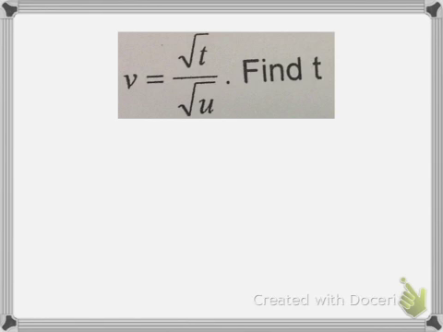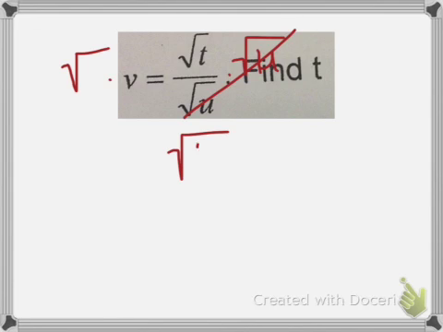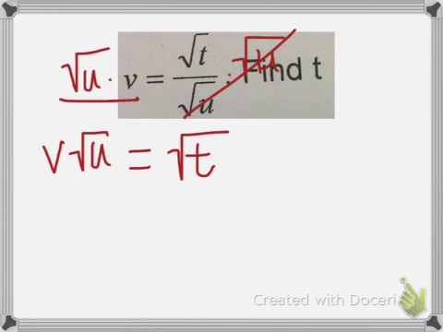Let's jump right in and actually solve for t now. In order to get the t isolated, I'd first multiply both sides by what's in the denominator, both sides of my problem. On the right side, it will cancel, leaving me with just the square root of t. And on the left side, I will just be left with the multiplication of v times the square root of u. It doesn't matter which order because multiplication is commutative.